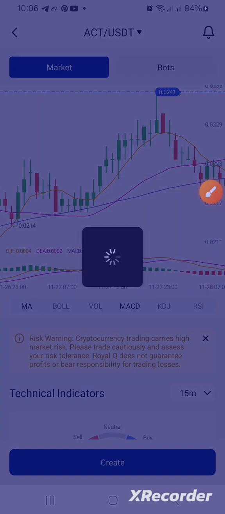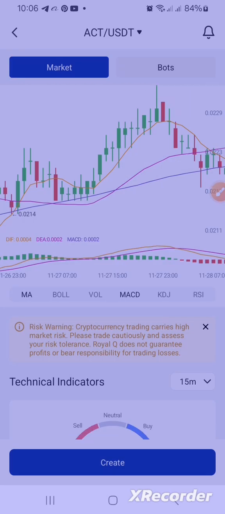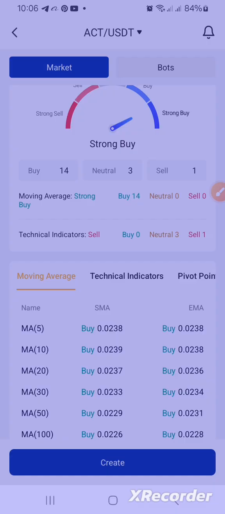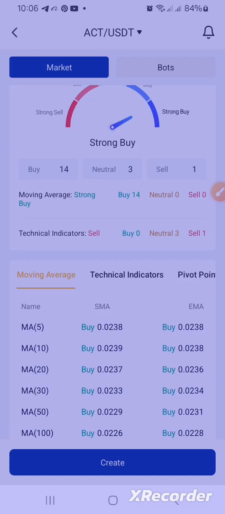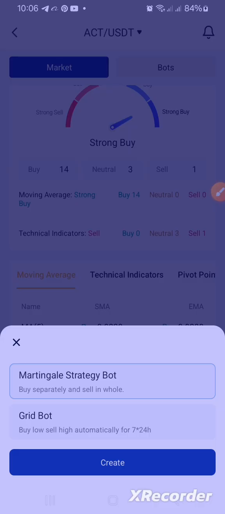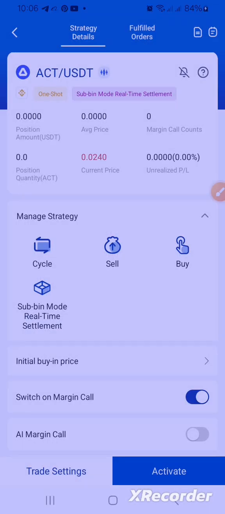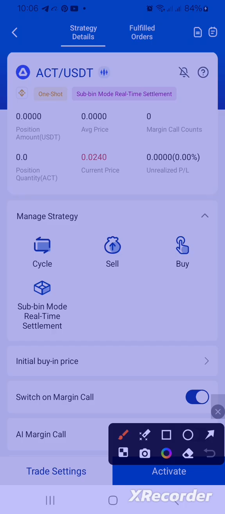So if we are to set this trade, sorry about that, if we are to set this trade, we can set it automatically without seeing any indicator, but you just set it and leave it there. You press create, as usual, martingale bot strategy. Okay, I understand. All right, now you come here to trade settings.